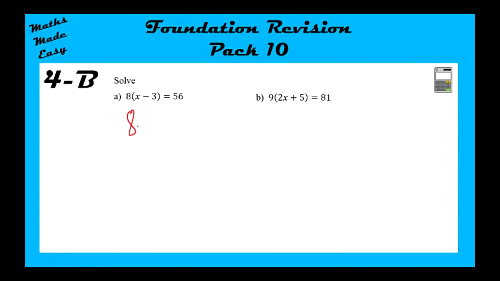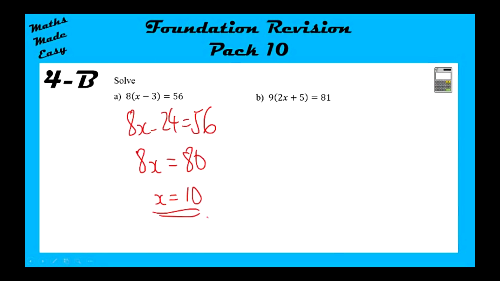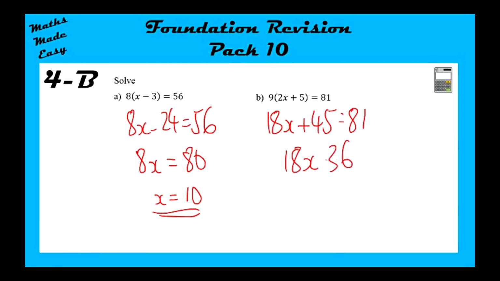4b, expand these again, so 8x minus 24 equals 56. 8x equals, add these together, and you'll get 80, therefore x was 10. This one here, 18x plus 45 equals 81. And now subtract 45 from both sides, so we get 18x equals, take 45 and you'll get 36. Therefore x equals 2.